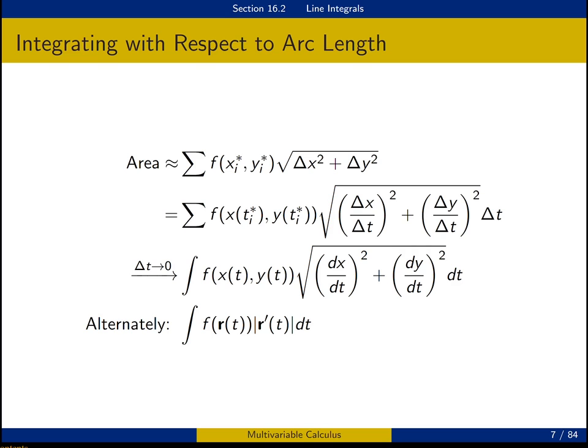As we take a limit as delta t goes to 0, this, by definition, becomes the integral of the function f of x of t, y of t, times the square root of dx dt squared plus dy dt squared. This is the formula that we will use to integrate with respect to arc length. A more compact way to write this is f of r of t times the length of r prime of t, because the value computed by this square root is just the length of the tangent vector.